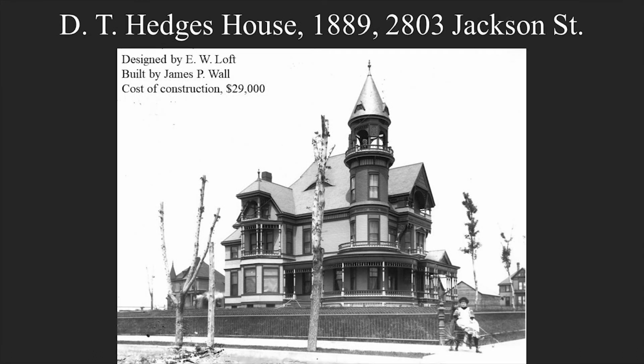D.T. Hedges built probably the most spectacular Queen Anne Victorian-style house in Sioux City in 1889. This house was once upon a time located at 2803 Jackson Street. The house was designed by E.W. Loft, built by contractor James P. Wall, and the cost of construction was a whopping $29,000. But we have the spindle work, we have the tower, we have the variations in texture, we have shingles, we have clapboards, we have everything.